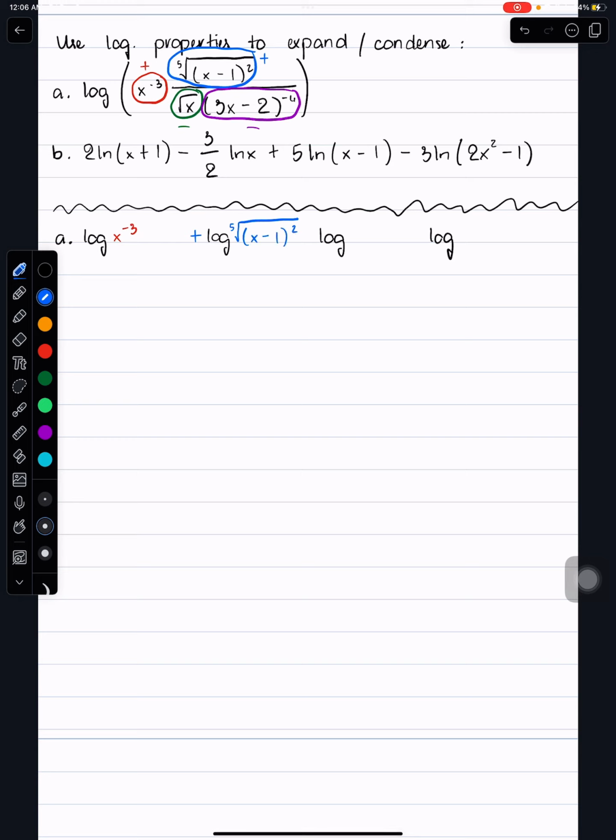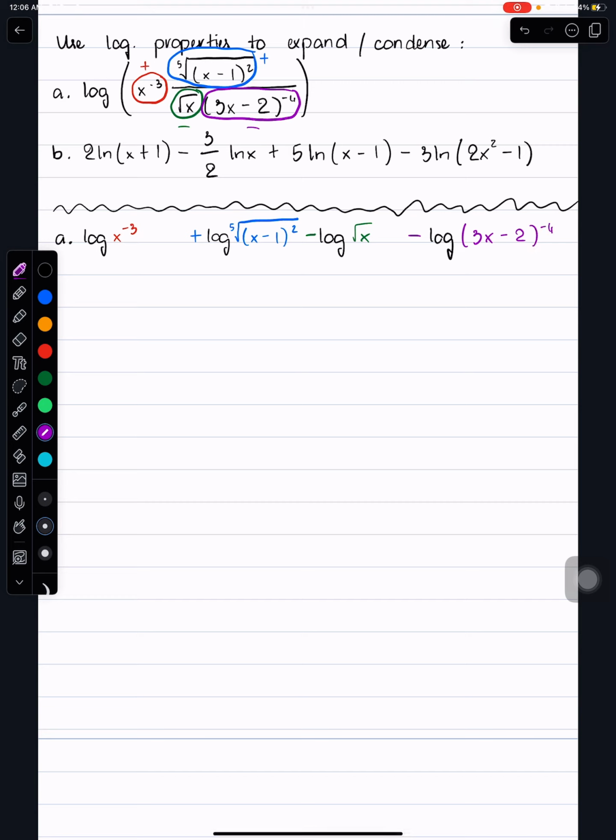Okay? And for the green one, it's going to be negative because it's on the bottom. So we're going to put a negative in front. And then for the inside, we copy the same thing. Okay? The purple is also negative because it's on the bottom. And then the inside of it would be 3x minus 2 to the negative 4.